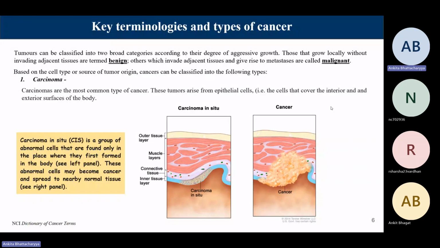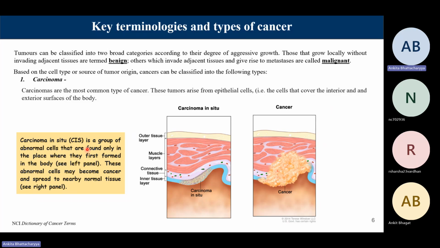Then we understood all of the different subclassifications of cancer, like tumors can be classified into broad categories, mainly benign versus malignant. Then based on the source of origin, we understood how classification can be done further, starting off with the definition of carcinomas, the most common cancer to be diagnosed in patients, which arises from epithelial cells covering the interior and exterior surface of the body. We saw this comparison between carcinoma in situ and cancer as well.